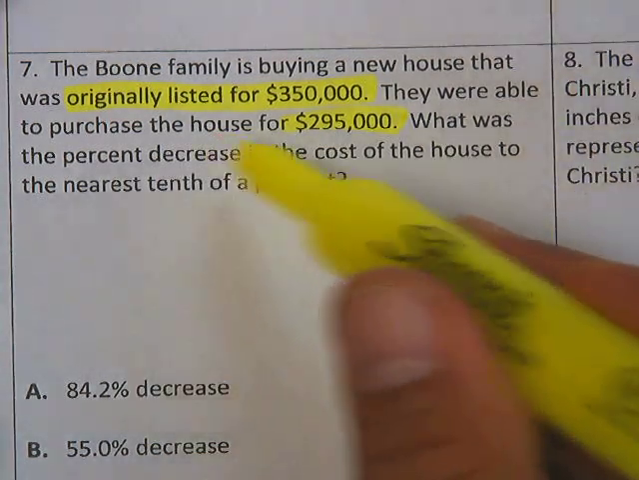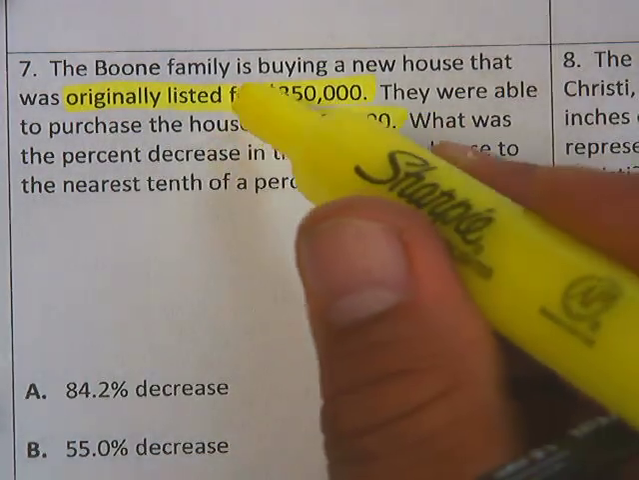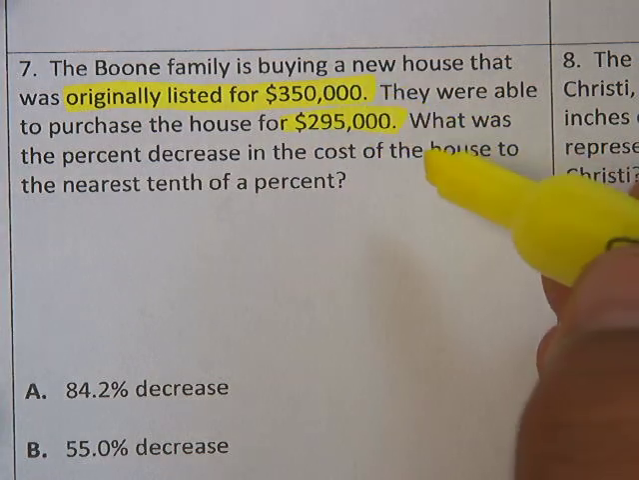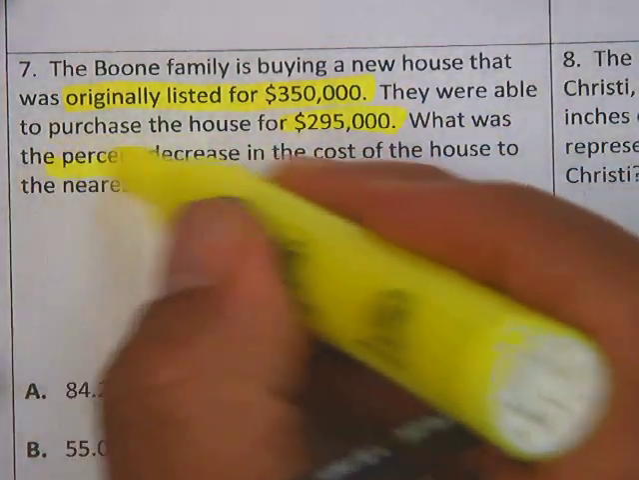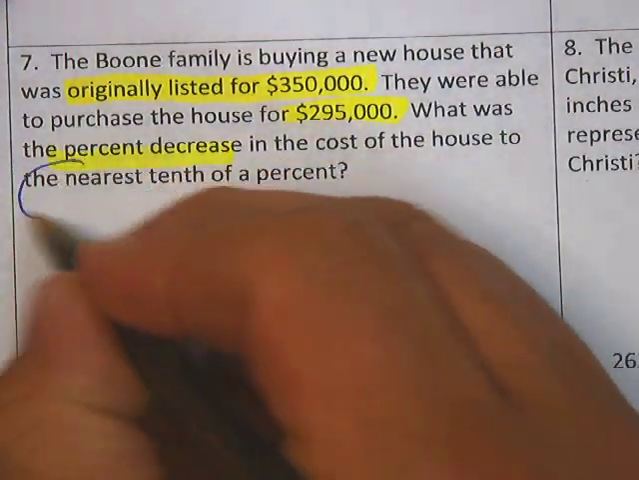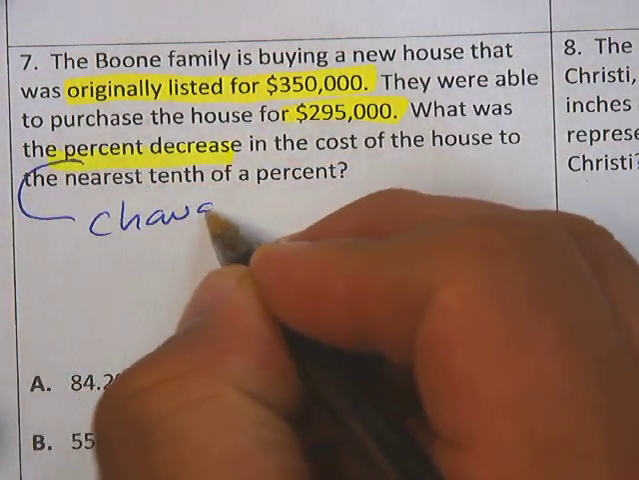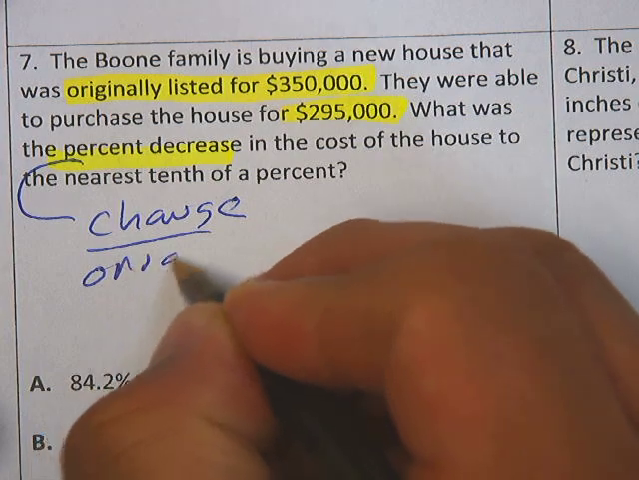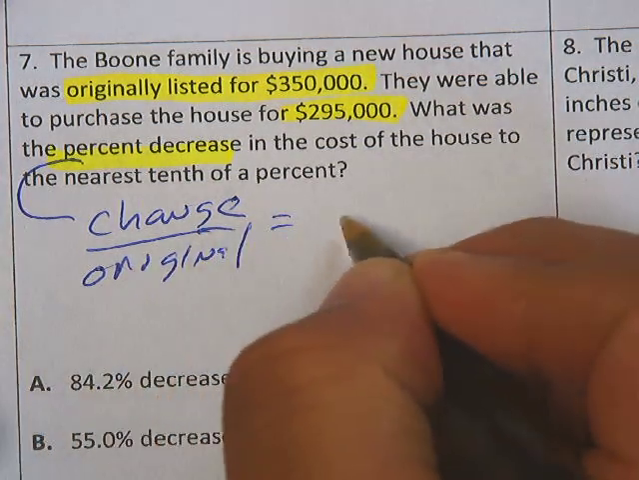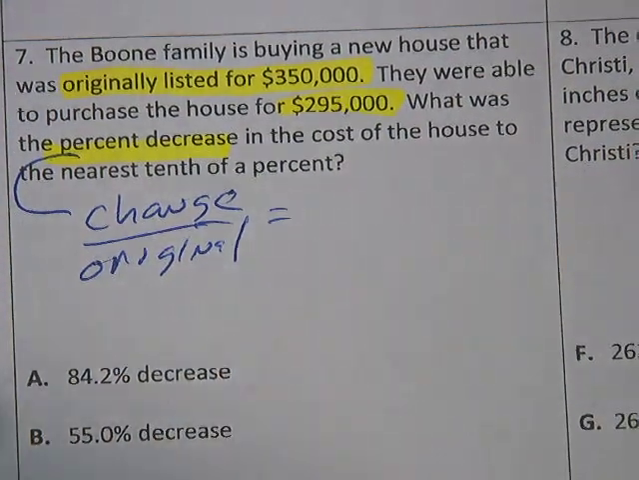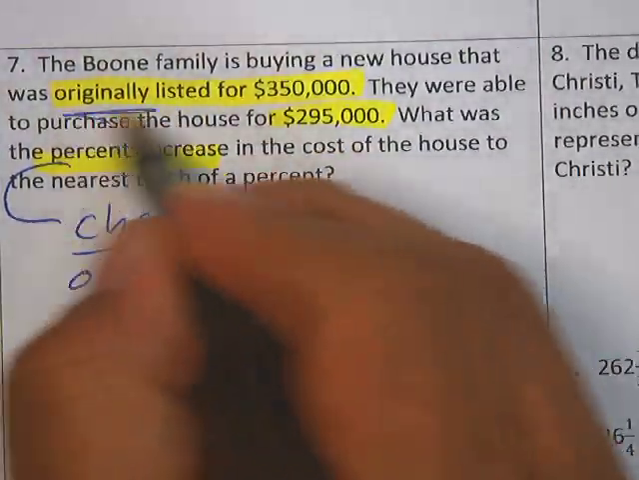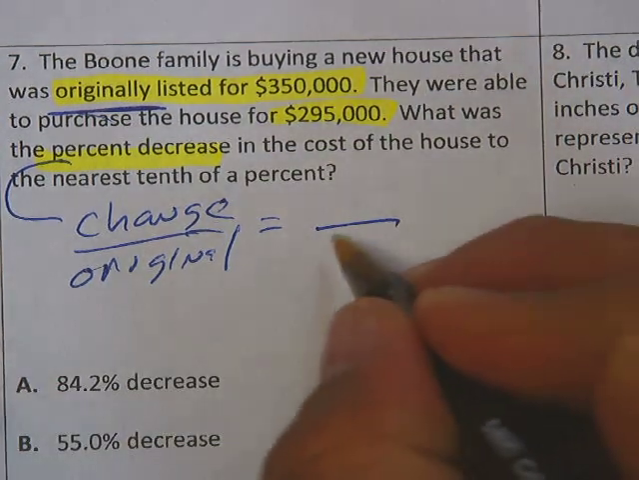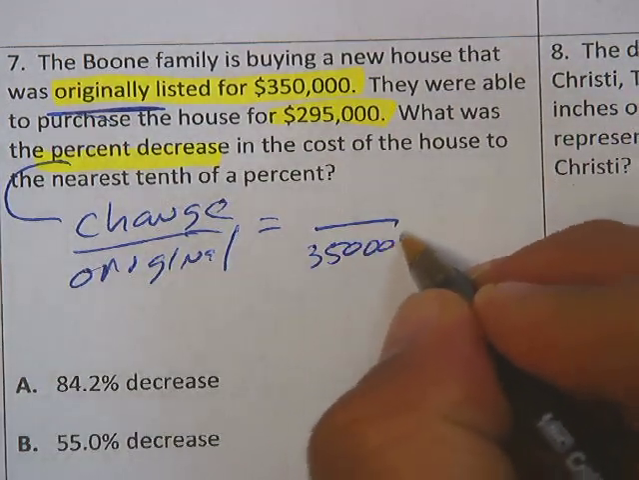Okay, I'm going to go to, let's see here, let's go to number 7. Okay, number 7. The Boone family is buying a new house that was originally listed for $350,000. They were able to purchase the house for $295,000. I'm sorry, yes, $295,000. So they originally listed for $350,000. They purchased the house for $295,000. What was the percent decrease?